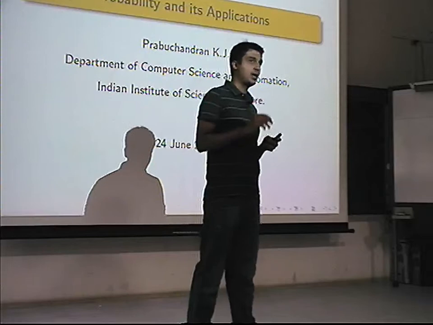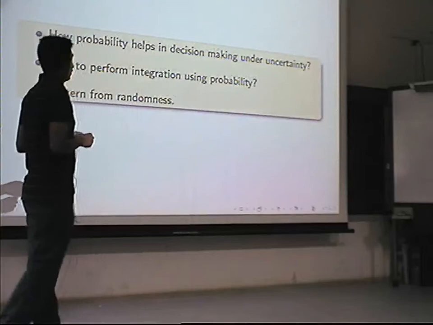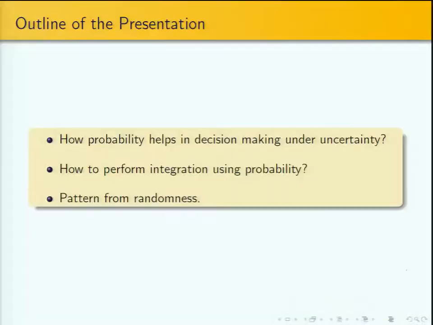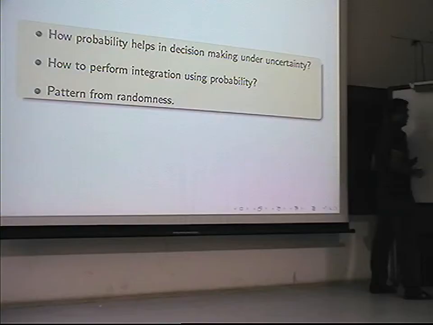Today I'm going to show how probability is used in decision making first. When there is an uncertain situation, how do you take decisions? Let us take a simple example. Let's say you start from a point A and you have to reach point B. So you have to come to IISc, and you are staying outside.